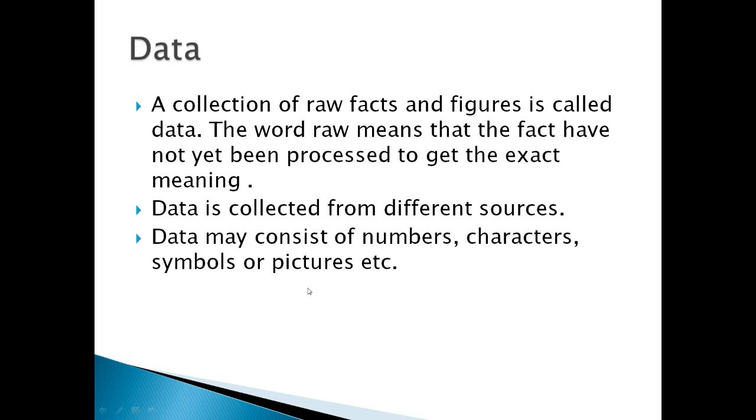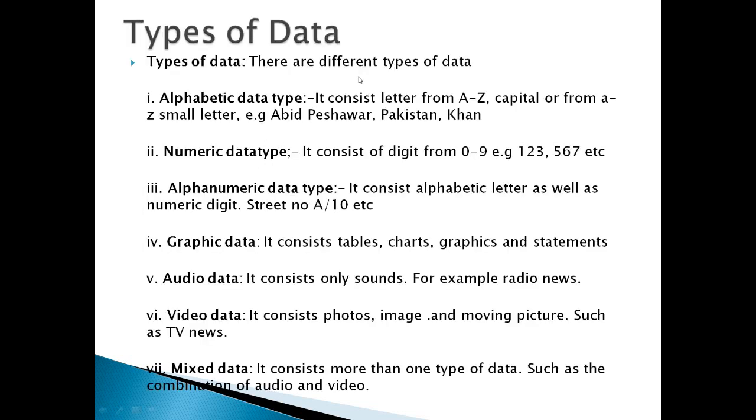Now we are going to explain the types of data here. There are different types of data. The very first is the alphabetic data. It consists of letters from A to Z, capital, or from a to z, small letters. Examples can be the name of a person, name of a place, name of a thing, name of a country, name of a city, etc. Any such thing that can provide us with some information.